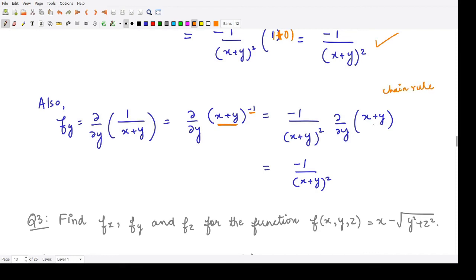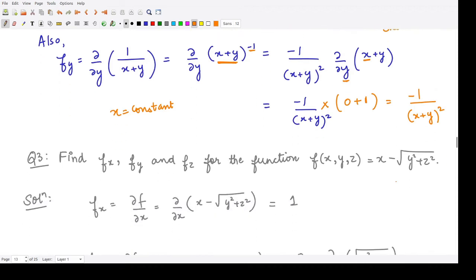So what is this derivative? The derivative of x with respect to y would be 0. Why? Because we are treating x as constant. So its derivative would be 0, and then the derivative of y would be 1. So this quantity is multiplied by 0 plus 1, so that is the answer. The answer is minus 1 divided by x plus y whole square. So this is very simple.